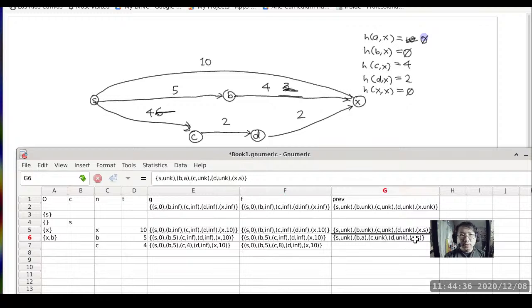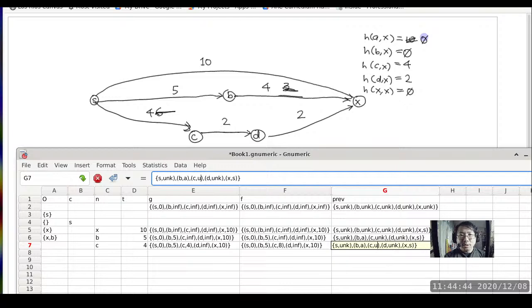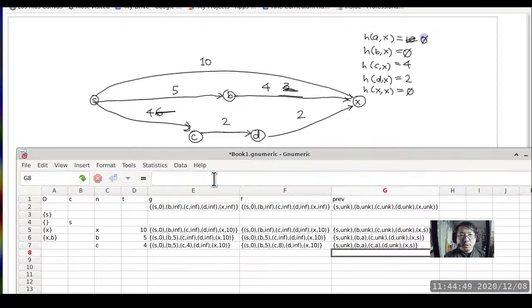And then the previous of C is going to be A. This is really just a way so that we can track how do we get from the starting point to the destination. So CA is now an edge, or the previous of C is A.